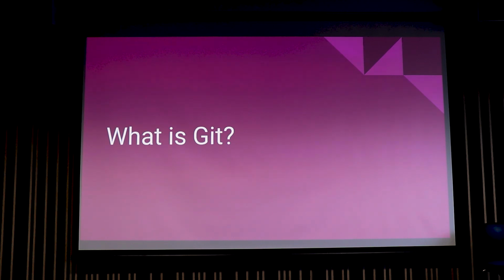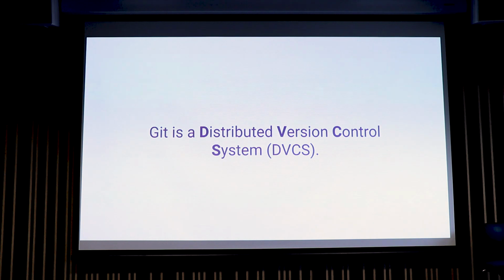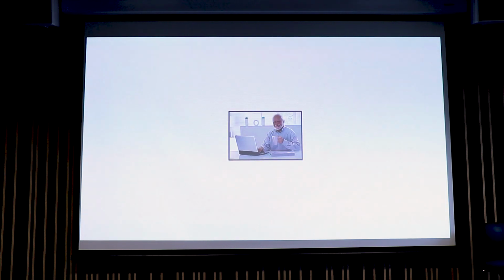We know Git as a version control system, in comparison to things like Mercurial and SVN. But in particular, Git is a distributed version control system. When we say distributed, what we mean is that there isn't any real central server or repository for our code.